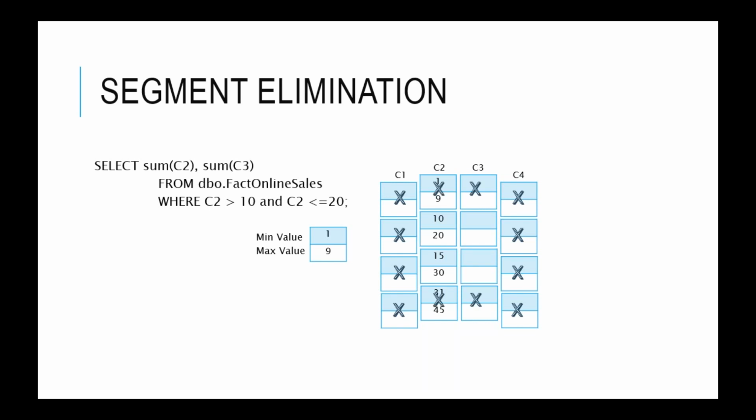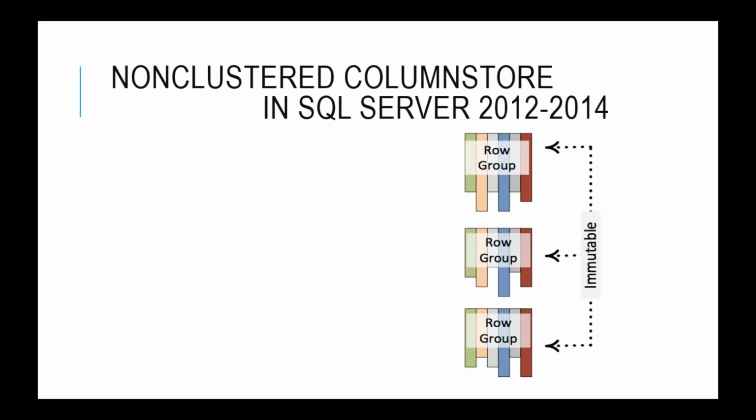The Columnstore indexes have a huge advantage: they eliminate the segments automatically in the background. You don't need to think about it too much. You can optimize for these, but that's a different story. And so you see in this example, I will process just 25%, just 4 segments instead of 16. That's how beautiful the Columnstore indexes are.